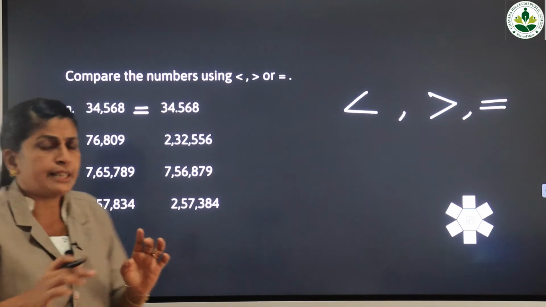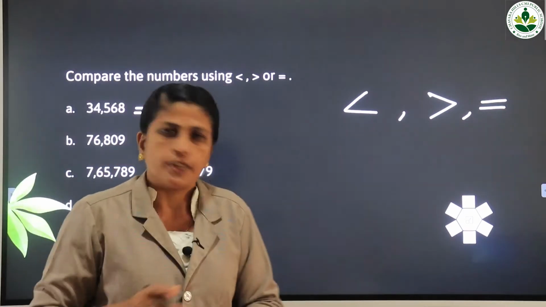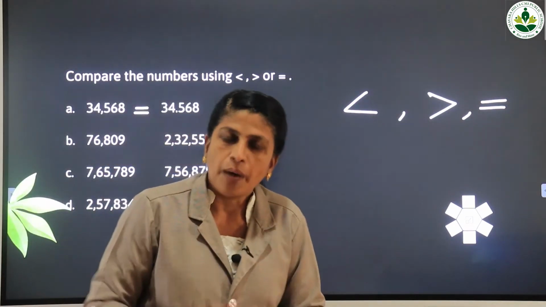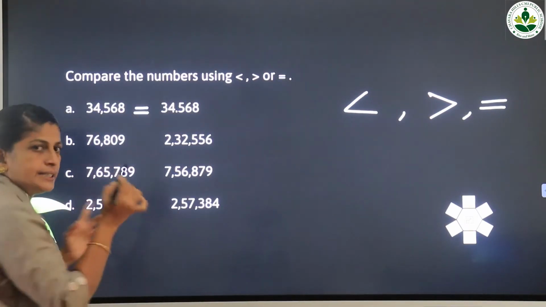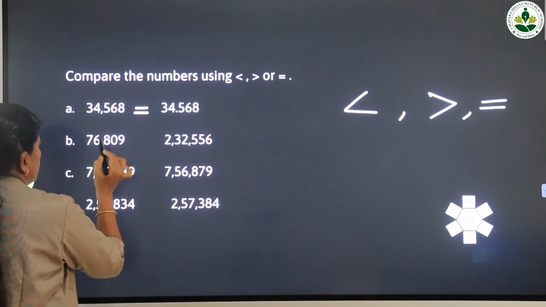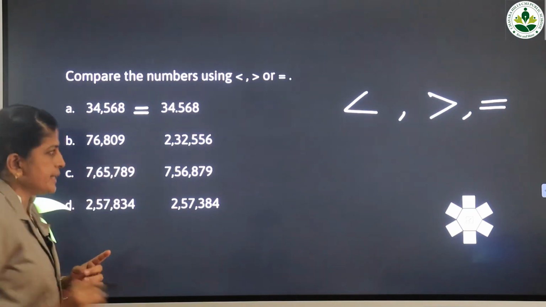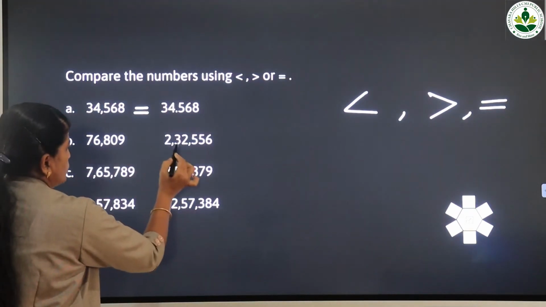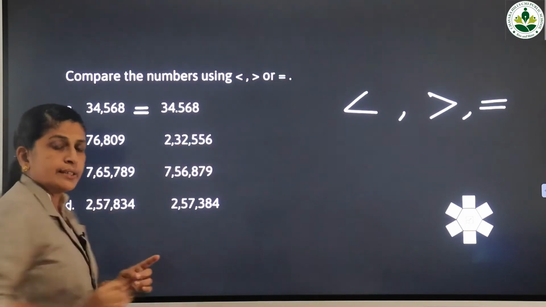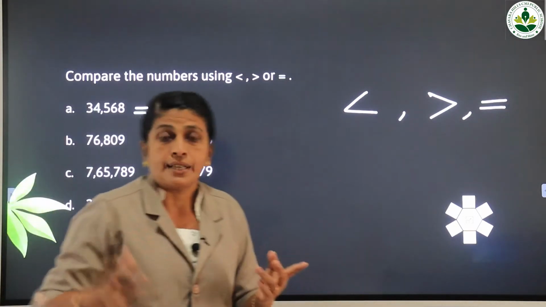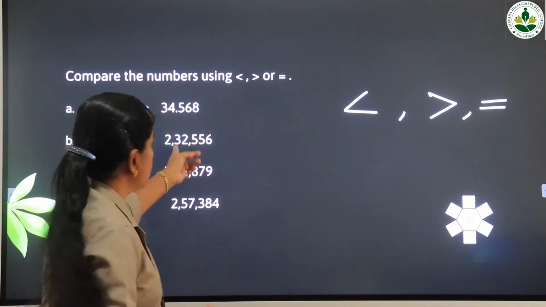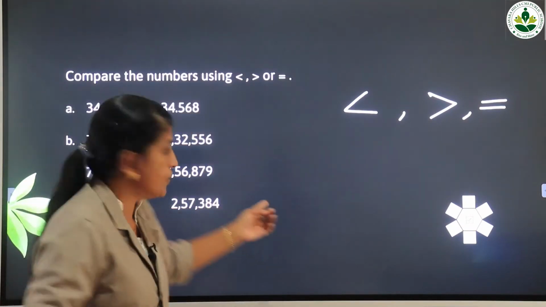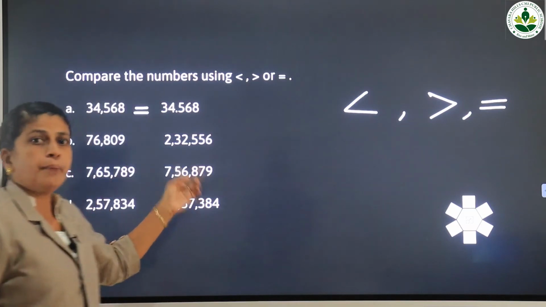The first condition in comparing numbers is to find the number of digits in the number. In the first number, how many digits are there? 1, 2, 3, 4, 5. 5 digits. And the second number, 1, 2, 3, 4, 5, 6. The second number contains 6 digits. Therefore, obviously, the second number is the bigger number, because it has more digits.